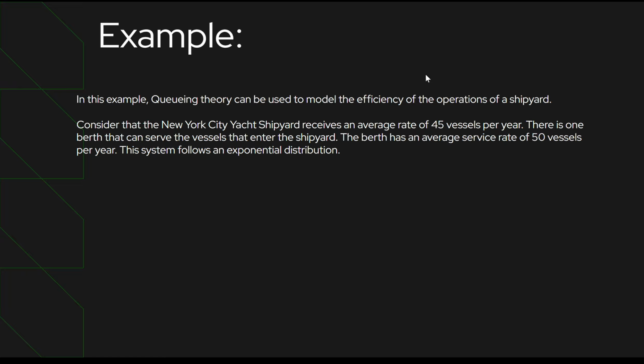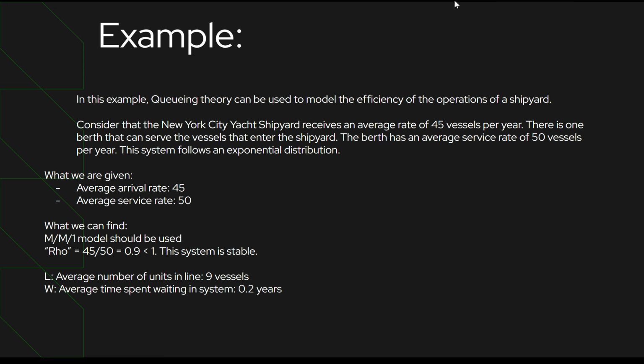So essentially, this is how we can apply operations research into the shipyard management section, where we use the number of vessels per year that the shipyard receives and the average service rate to calculate whether this shipyard is operating effectively enough. And so, with that being said, the next slide has these values. We are given the average arrival rate, which is 45, and the average service rate of 50, essentially our mu and lambda. We also know that there's only one berth, which means there's only one server here, and therefore we use the M/M/1 model based on what the queuing theory formulas and parameters say.